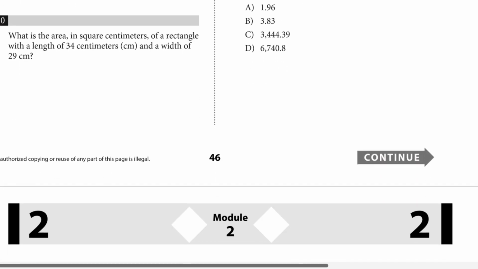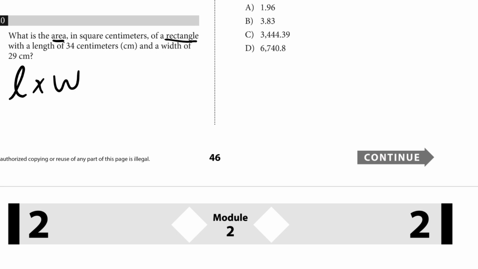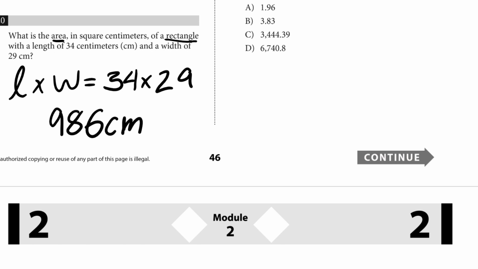Number 20. What is the area in square centimeters of a rectangle with a length of 34 centimeters and a width of 29 centimeters? In order to find the area of the rectangle, we need to multiply the length by the width, which means we're going to multiply 34 by 29. 34 times 29 gives us 986 centimeters squared.